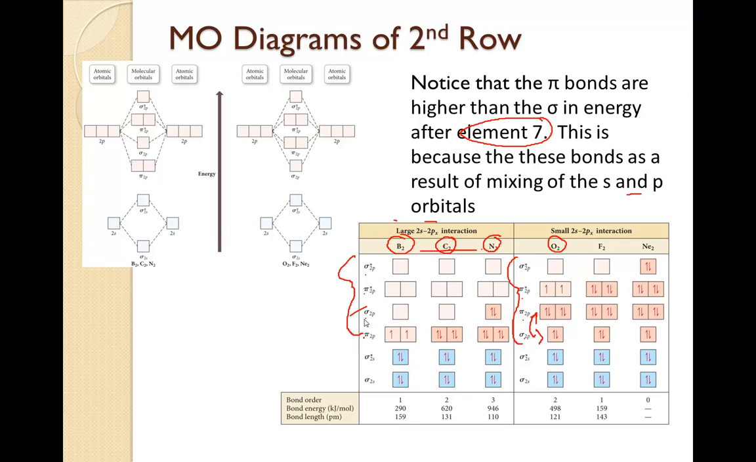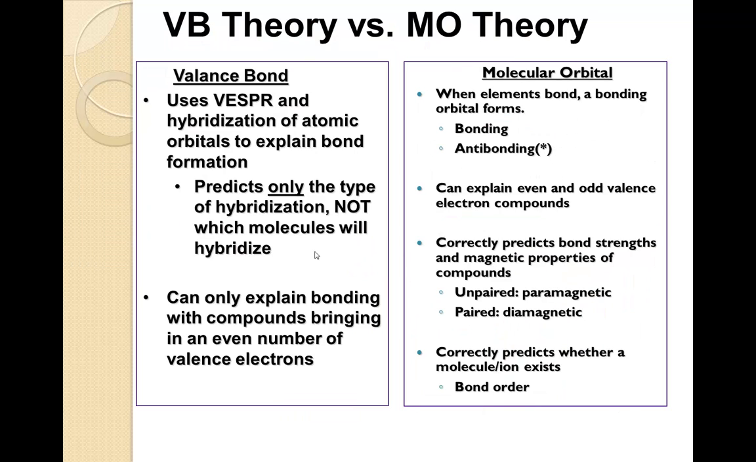So let's take a quick review of valence bond theory versus molecular orbital theory. The valence bond theory uses VSEPR, valence shell electron pair repulsion, and hybridization of atomic orbitals to explain bond formation, and can only predict the type of hybridization, not which molecules will hybridize. It can only explain the bonding with compounds bringing an even number of valence electrons. Molecular orbital theory is much more robust.